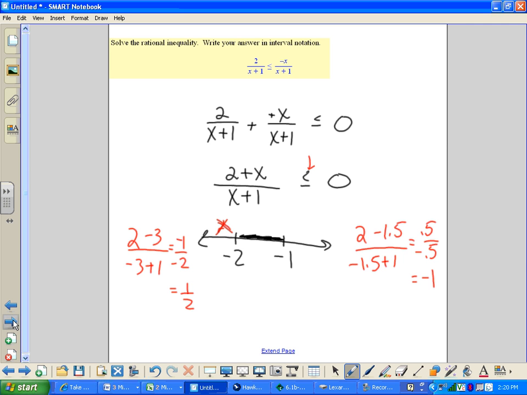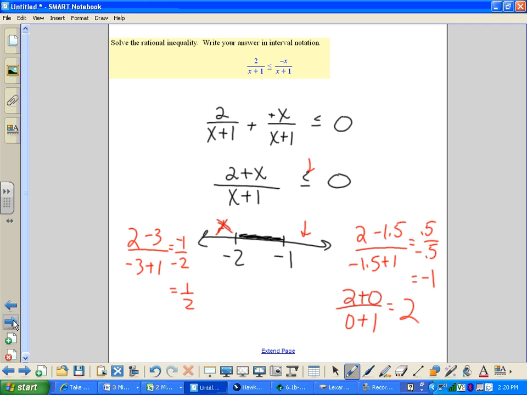Okay, now let's try this right side. So over here on the right side, we could probably test 0. So that would give me 2 plus 0 over 0 plus 1. So that would give me 2. That's positive, and a positive is not less than or equal to 0. So we only have the middle section now.